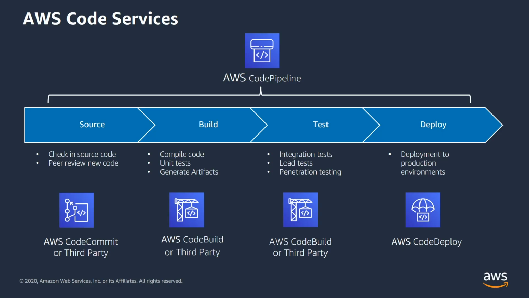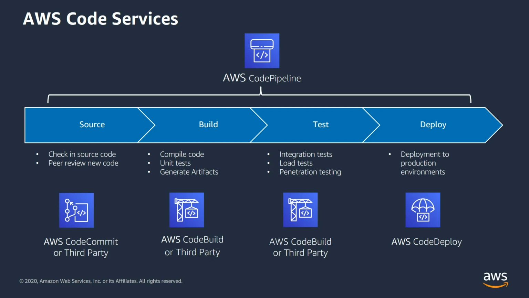There are generally four major phases of the release process: source, build, test, and deploy. And with AWS CodePipeline, you can automate all the phases of the release process to rapidly and reliably deliver features and updates. AWS CodePipeline can be easily integrated with other AWS code services such as AWS CodeCommit for the source control repository, AWS CodeBuild to build and test your application, AWS CodeDeploy to deploy your application to a production environment, and you can also perform blue-green deployment to avoid any application downtime.